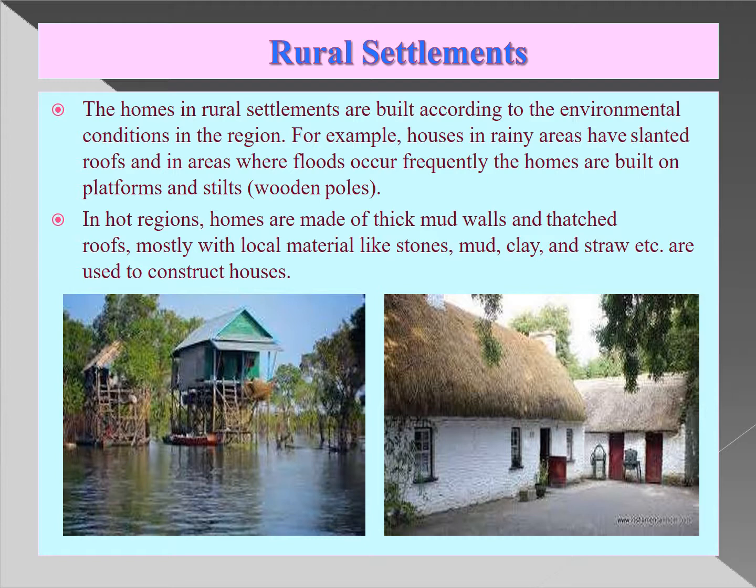The homes in rural settlements are built according to the environmental conditions in the region. For example, houses in the rainy areas have slanting roofs, we already know, and in areas where floods are very frequent, the houses are built on stilts, like in Assam. In hot regions houses are made of thick mud walls to keep them cool, and they have thatched roofs. They are built mostly with local materials like stones, mud, clay, straw, etc., as you can see in the picture.